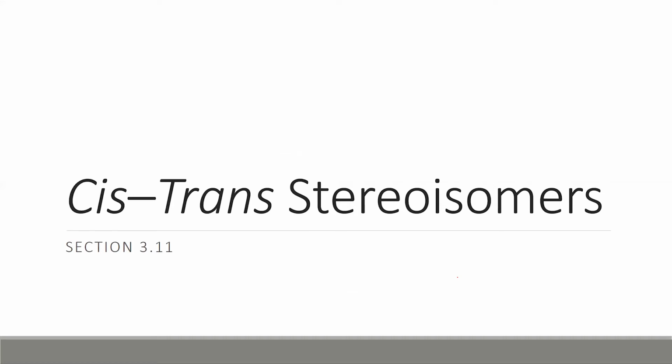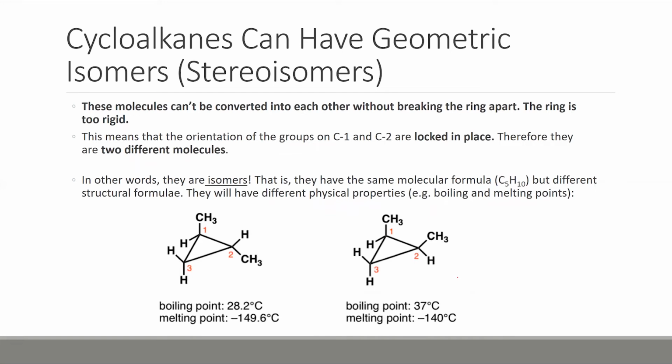Now, when rings are locked in place like this, we can have something called a stereoisomer occur. Now remember, if we looked at cyclopropane, and here we're looking at cyclopropane with two methyl groups on it. In fact, we could write this out as 1,2-dimethylcyclopropane. Right? So we have a methyl on the 1 position and the 2 position.